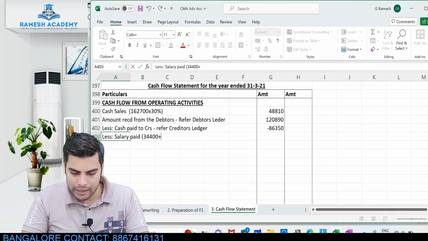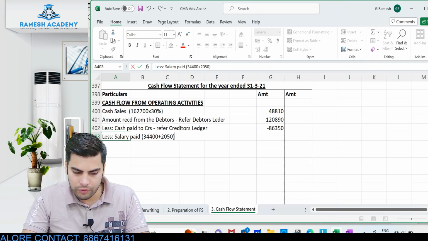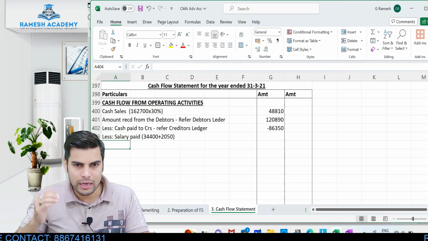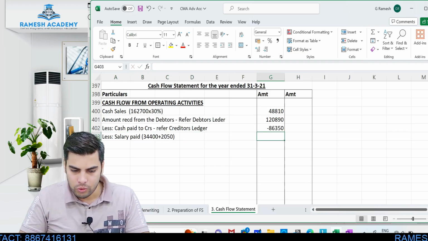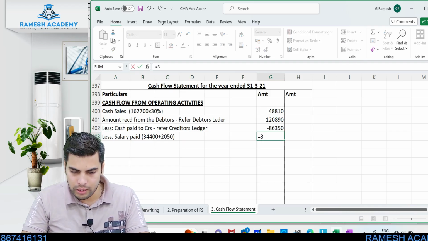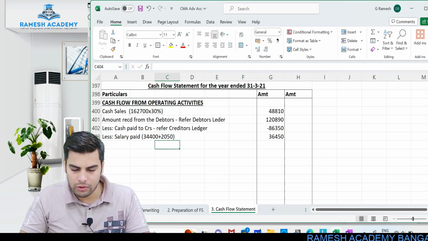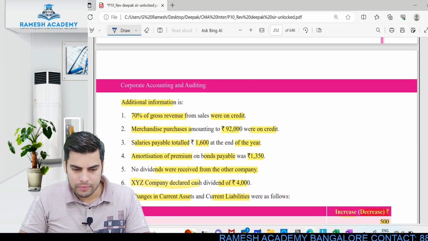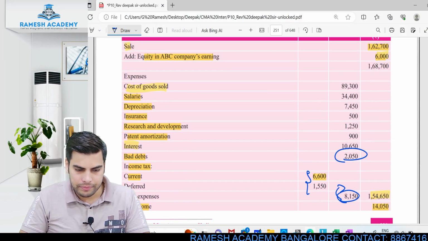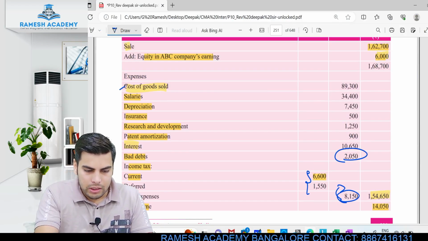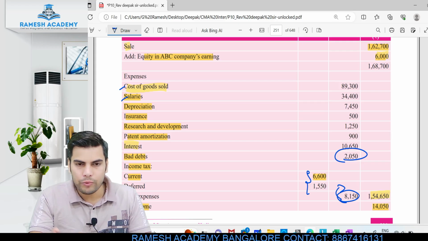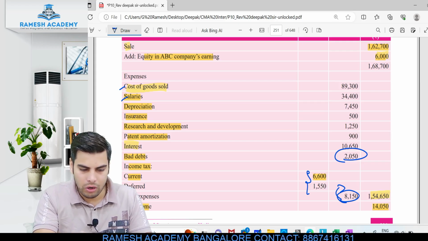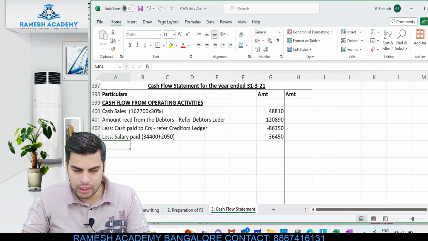So I'll just be adding this. Why am I adding this? Because this 2,050 rupees was paid. As a result, the outstanding salary has been reduced. So total amount which is paid would be how much? This would be 34,400 plus 2,050. 36,450 is the amount which is actually paid. Clear? All right. After this, what else? Salary paid has been taken care of. Depreciation, cost of goods sold, again taken care of. The amount which is paid to the creditors, taken care of. Depreciation, non-cash item, will not be considered. Insurance, yes, we need to show.